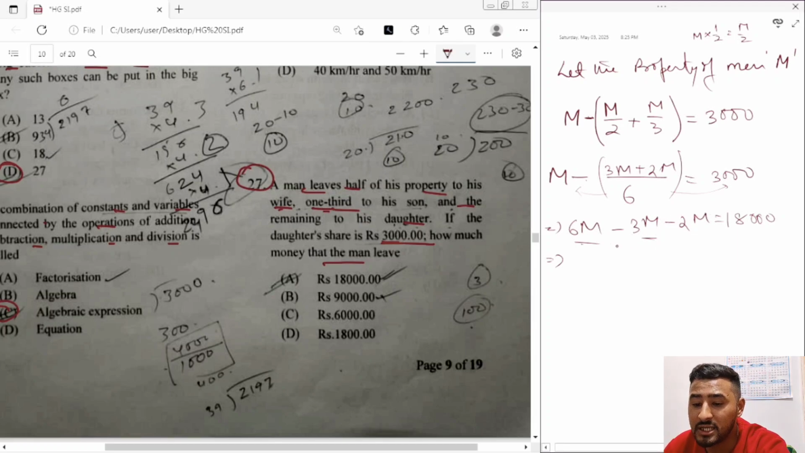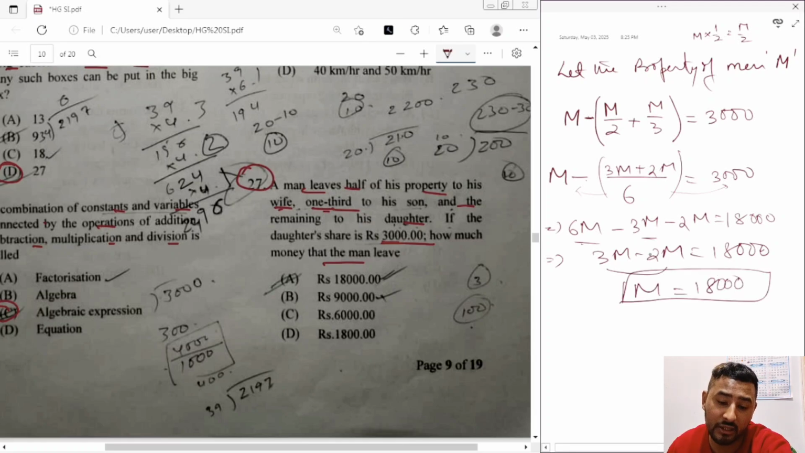So now 6m minus 3m will be how much? It will be 3m minus 2m equal to 18,000. Now 3m minus 2m will be remaining how much? M equal to 18,000. Not the remaining money, the actual money that man had is m equal to 18,000. So answer option A will be the correct answer.